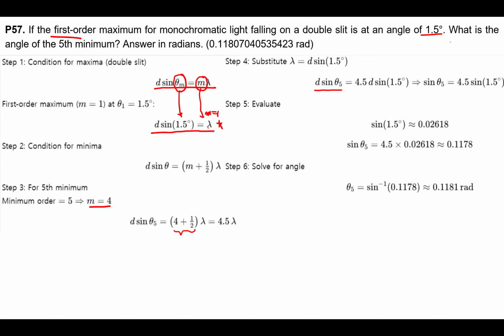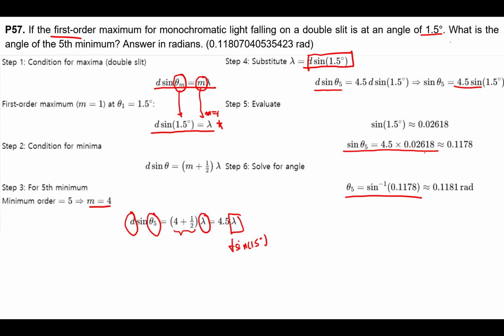And from this, you get the relationship between the lambda and the d. Okay, so in order to find out theta 5, we are going to utilize the relationship between the lambda and d. Then in this case, you can substitute lambda equal d here. So you just put t times sine 1.5 degrees, and then you get this relationship.